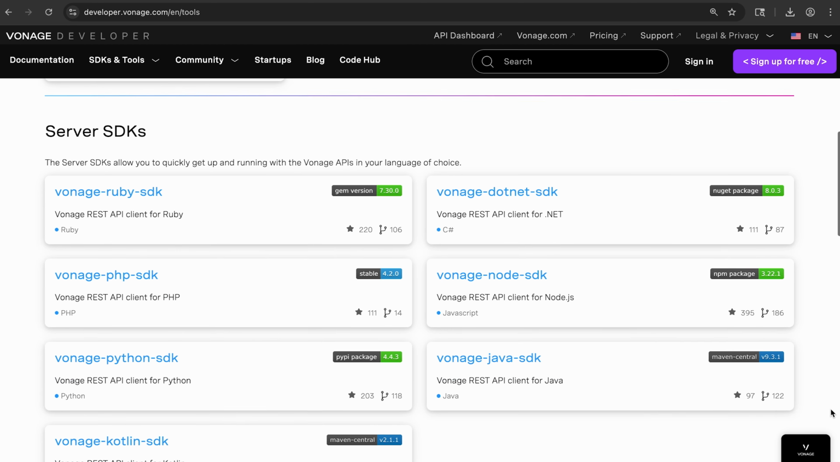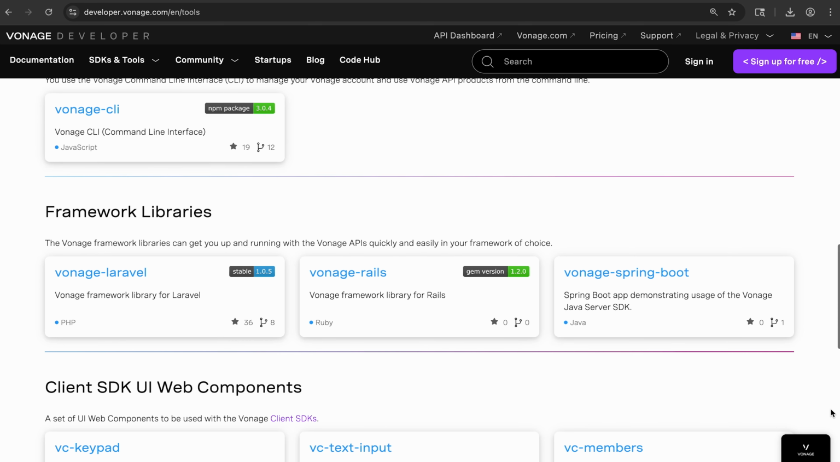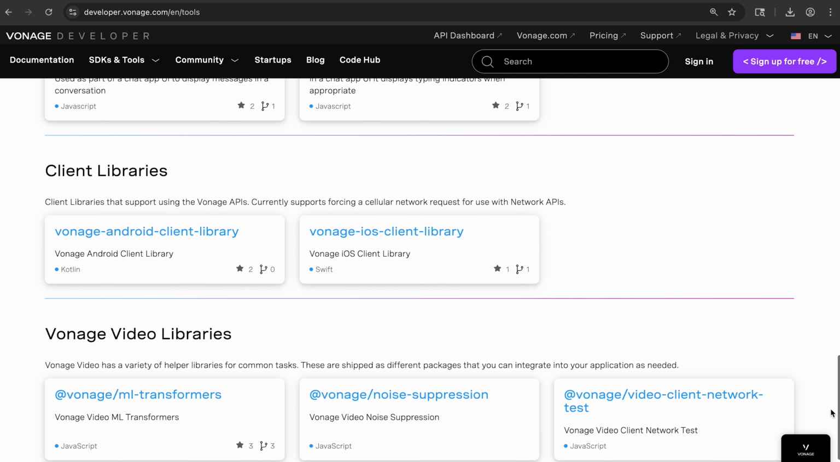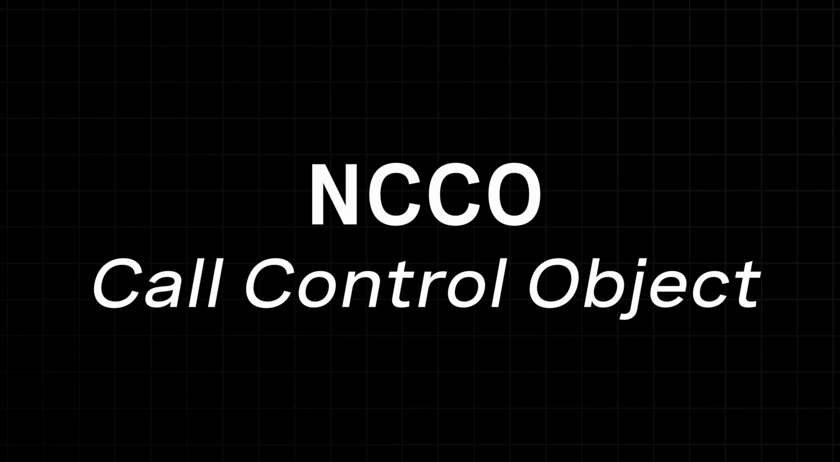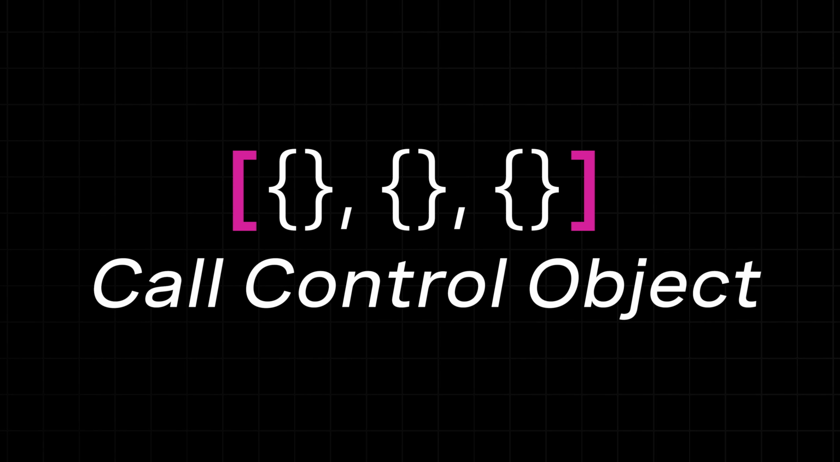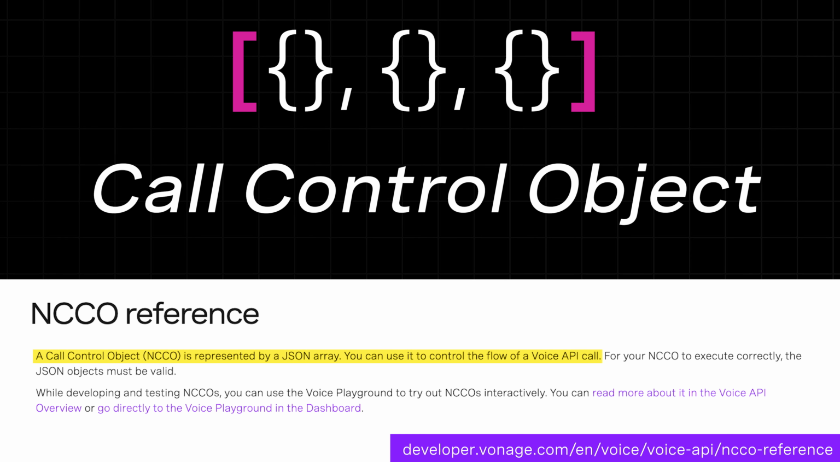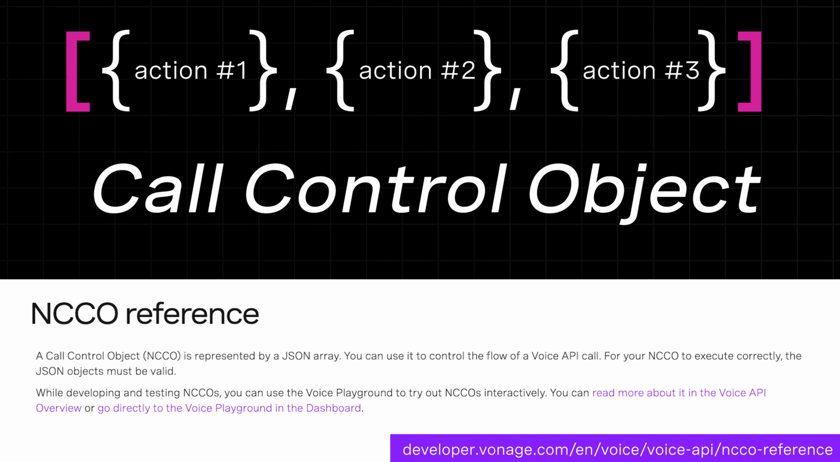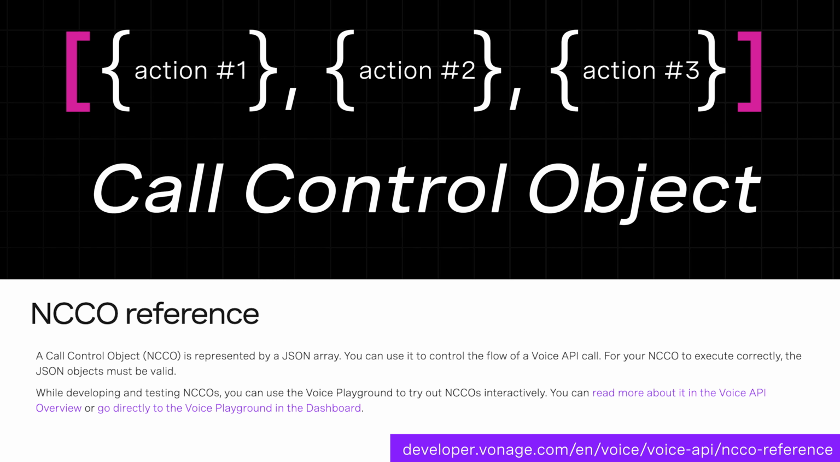The magic behind the Voice API is the NCCO object, also known as a call control object. The call control object is supported in all of our SDKs, so you can easily get automated voice calls set up in any tech stack. However, under the hood, the call control object is represented by a JSON array. It's used to control the flow of a voice call. This array is essentially a list of actions that the Voice API can complete.